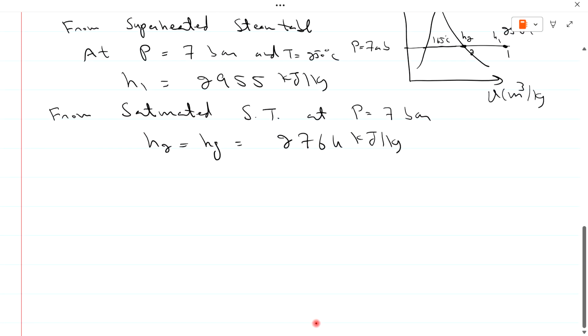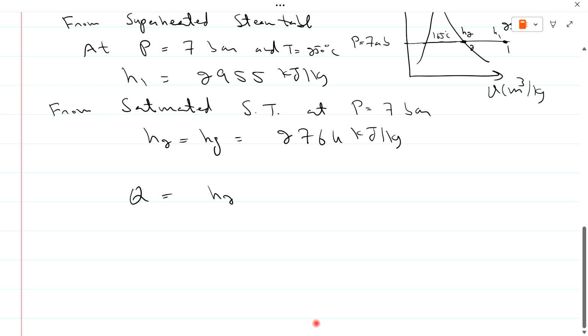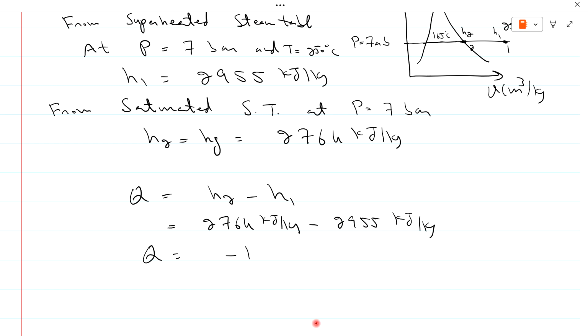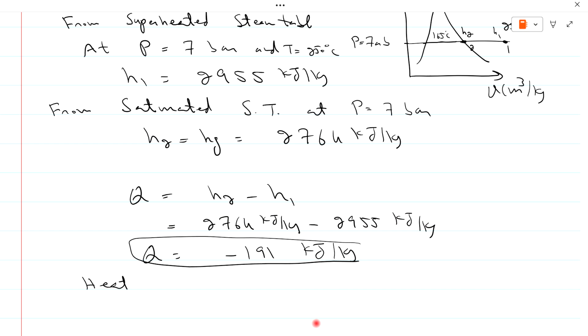Now, as we know, Q is equal to H2 minus H1. H2 is equal to 2764 kilojoule per kg and H1 is 2955 kilojoule per kg. So Q is equal to minus 191 kilojoule per kg. The negative sign means that the heat rejected is equal to 191 kilojoule per kg.